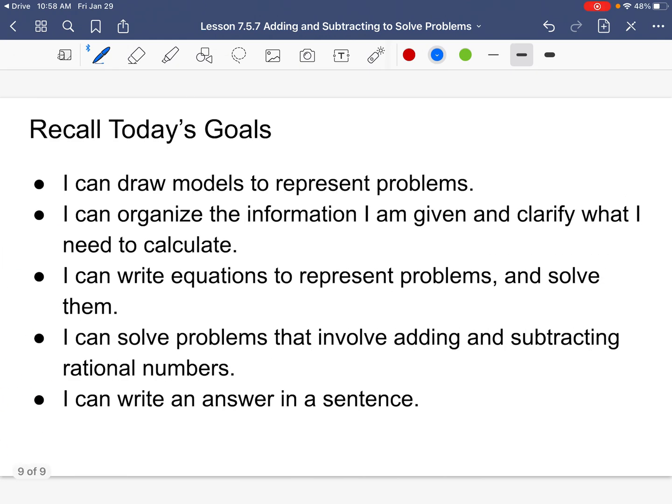So you saw how to draw models to represent a problem, how to organize the information you're given. I had beginning depth, change in depth, and then I clarified that I needed to calculate the final depth. Writing equations such as negative 5 minus 18, and then solving these by subtracting or adding rational numbers, and you saw how to write your answer in a sentence. And that's the end of today's lesson.